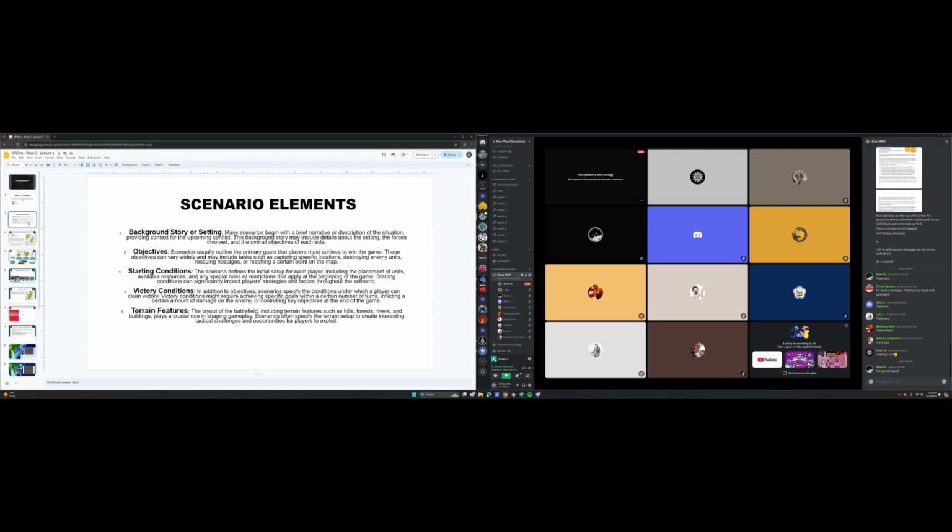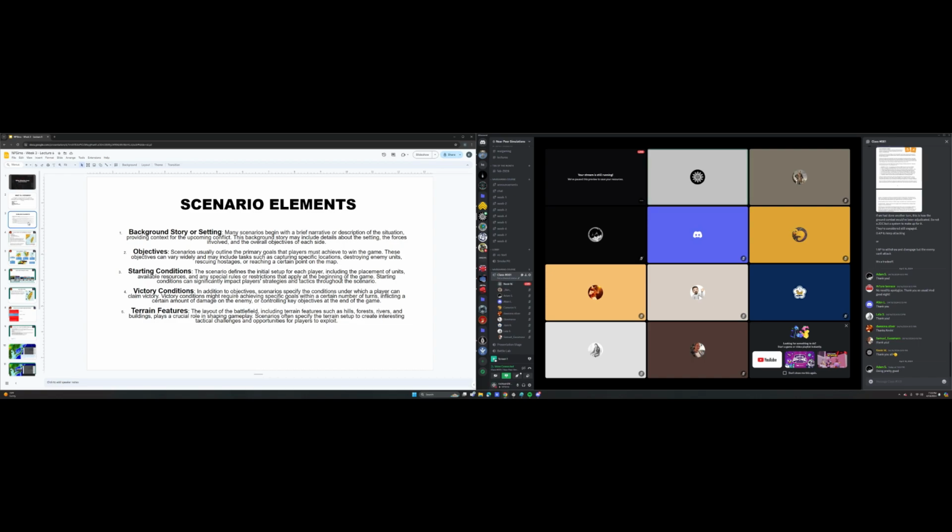And so the verbatim on the slide is just scenario defines the initial setup, starting conditions. The scenario defines the initial setup for each player, including the placement of units, available resources, and any special rules or restrictions that apply at the beginning of the game. So, kind of like that ammo restriction I mentioned. Starting conditions can significantly impact player strategies and tactics throughout the scenario. So that just goes back to the planning, right? They don't know what they don't know, essentially. So it's up to you to tell them.